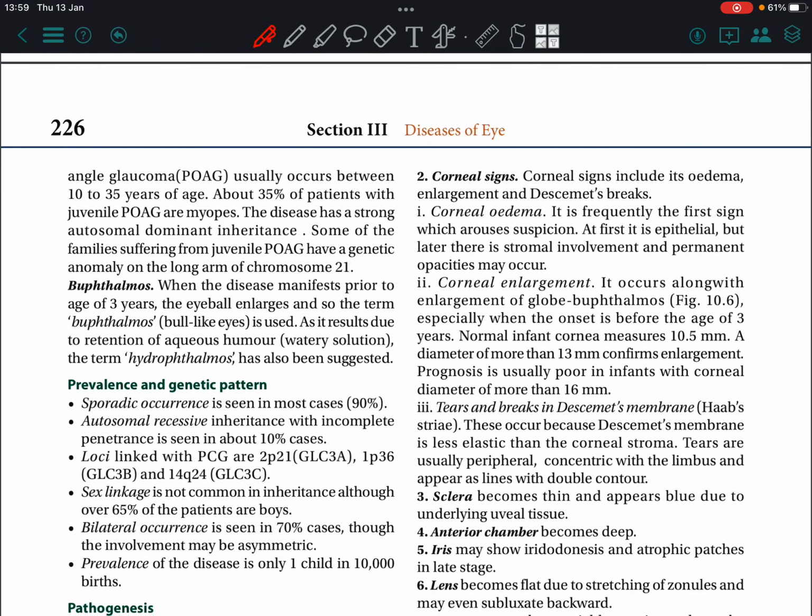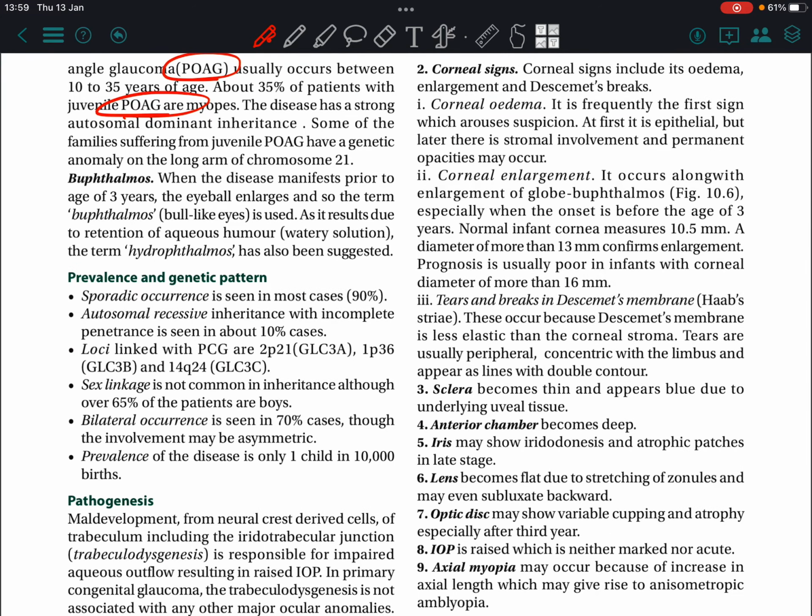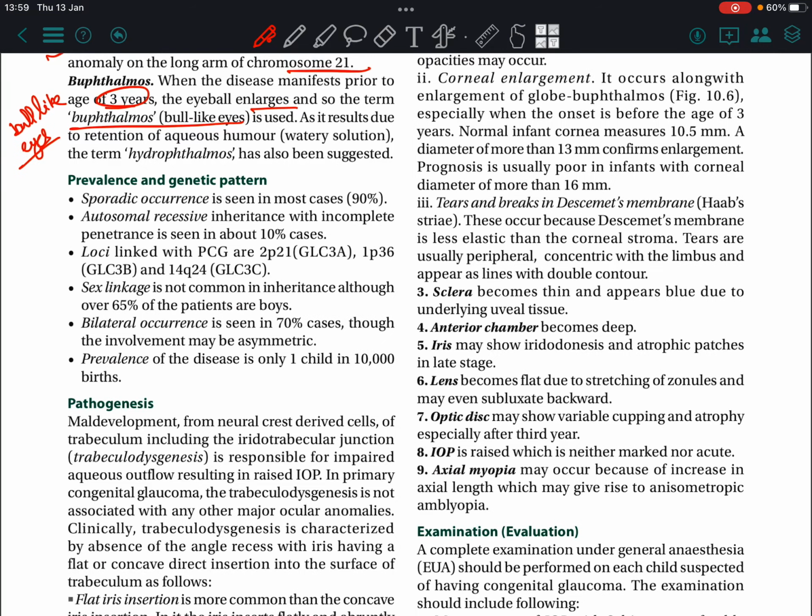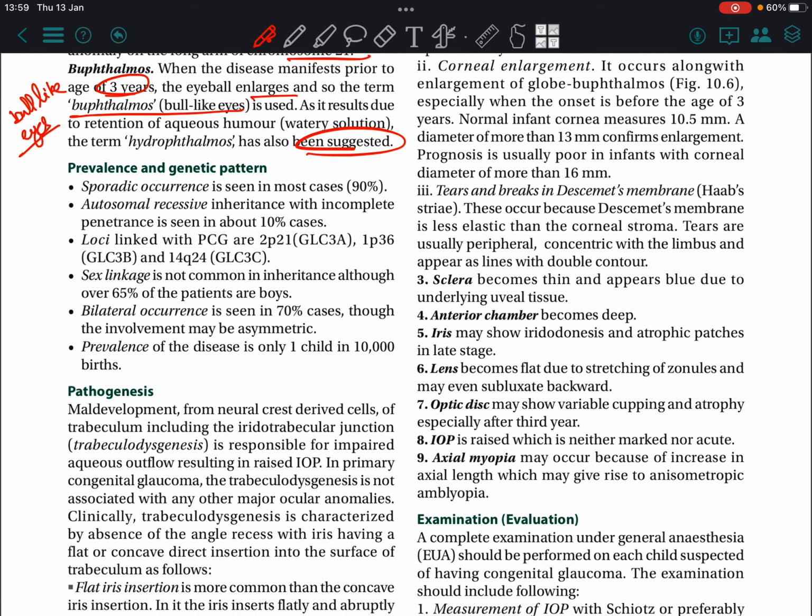Also known as juvenile primary open angle glaucoma, about 35% of patients with juvenile POAG are myopes. The disease has a strong autosomal dominant inheritance. Some of the families suffering from juvenile POAG have a genetic anomaly on the long arm of chromosome 1. When the disease manifests prior to age 3, the eyeball enlarges, hence the term buphthalmos, bull-like eyes. As it results due to retention of aqueous humor, the term hydrophthalmos has also been suggested.